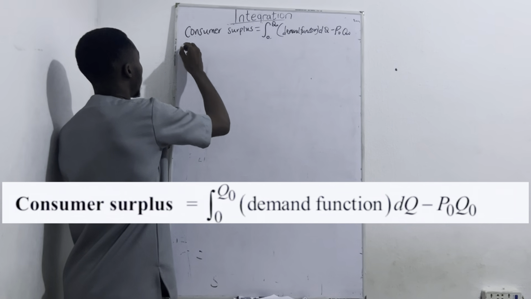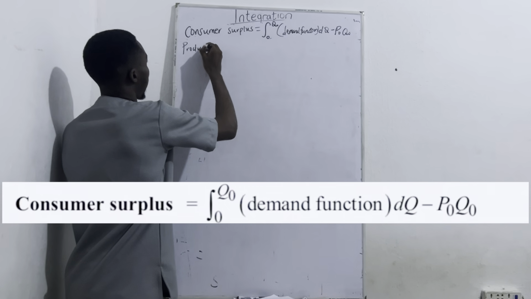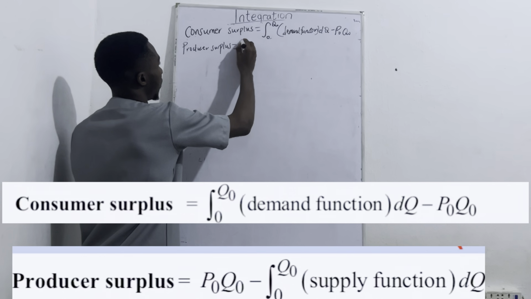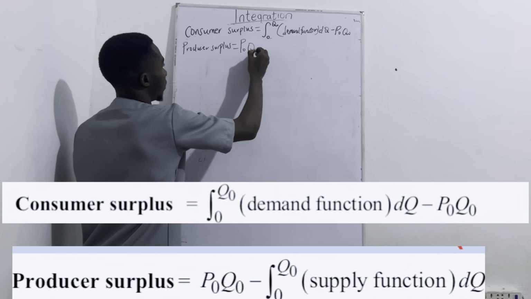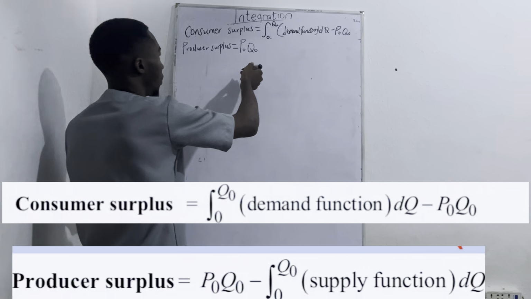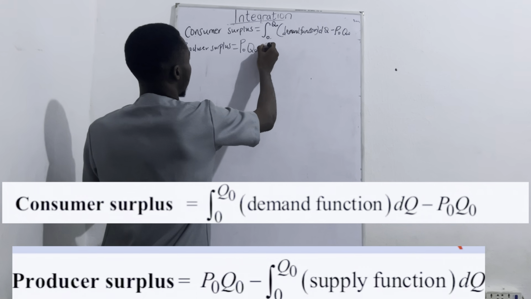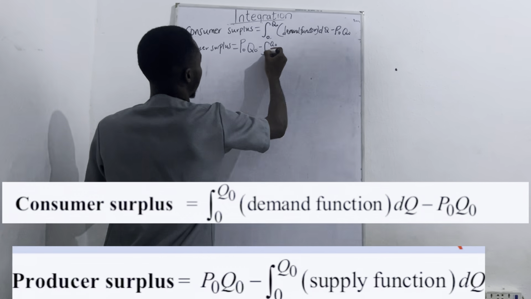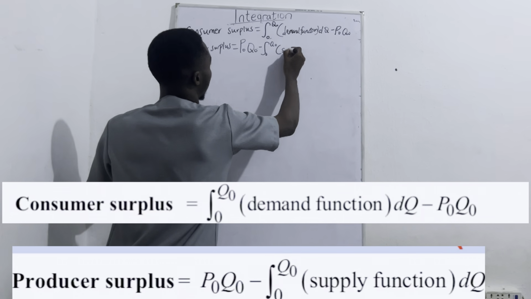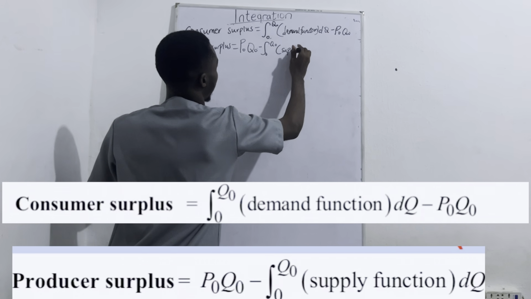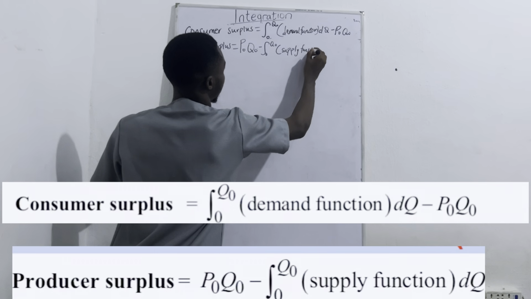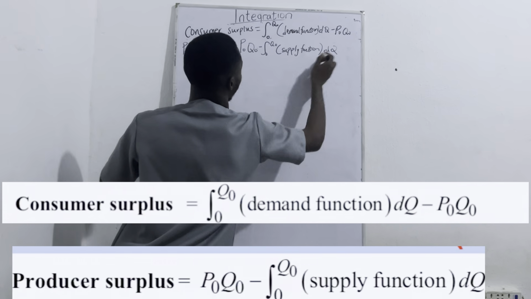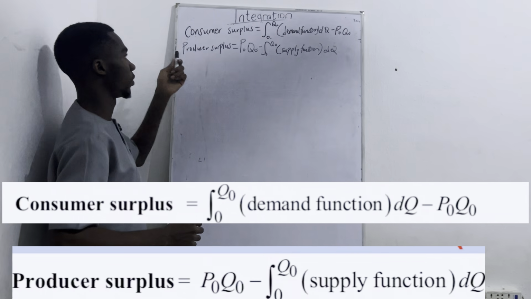And for the producer surplus, the formula is, it starts with the price times the quantity, so P0 Q0, minus the integral from 0 to Q0 of the supply function dq. All right, so this is the formula for the consumer surplus and the producer surplus.